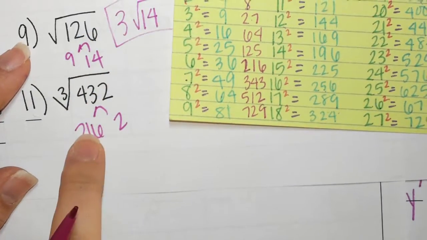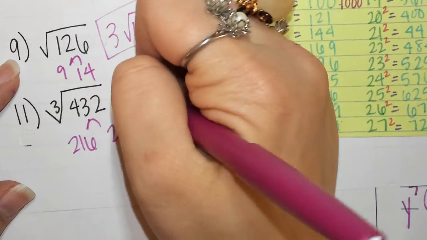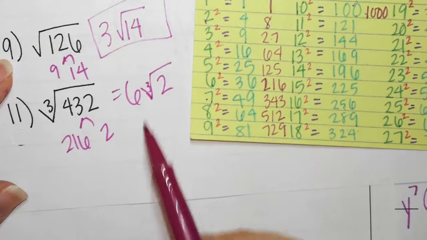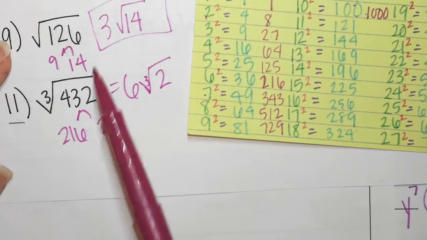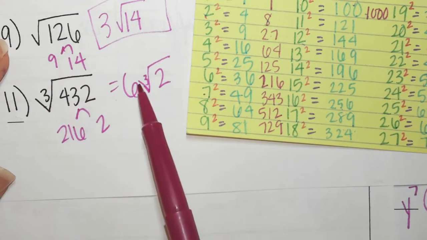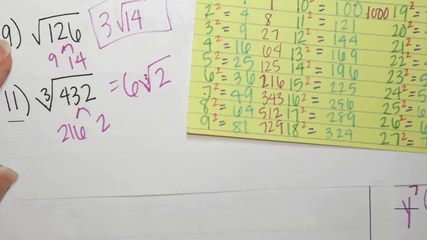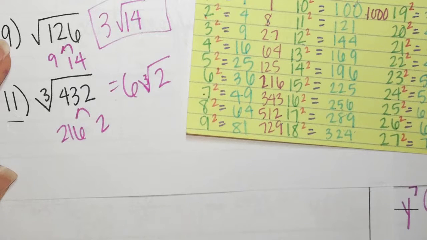What's the cubed root of 216? 6. So then it's 6 cube root 2. Now, you have to have the 3 in the index because it starts with the 3 in the index. Do you multiply the 6 and the 3? No, because that's the index. It's not a coefficient.